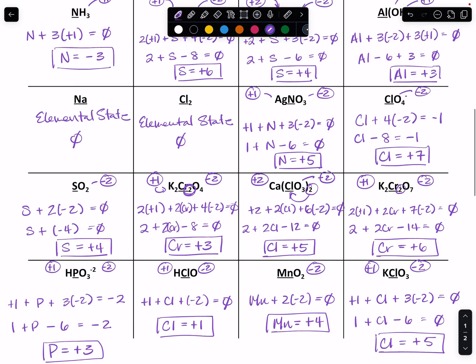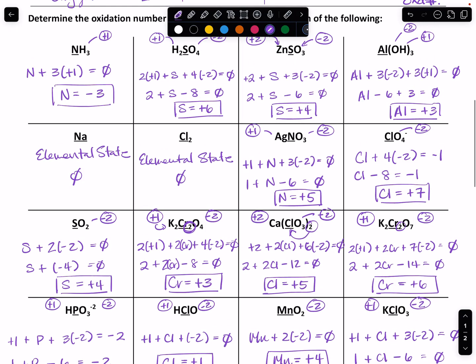It can be a little tedious, but it is a skill that you must have. When we do redox chemistry towards the end of the year, part of that is identifying what is being oxidized, what is losing electrons, and what is being reduced, what is gaining electrons. And it's not always as easy as just looking at the compound and guessing. You need to be able to do the oxidation numbers for some of these.